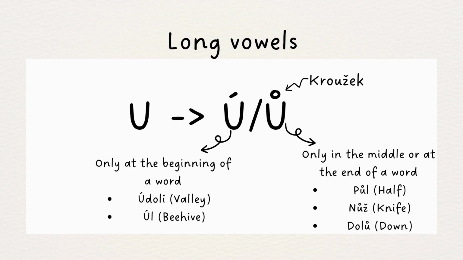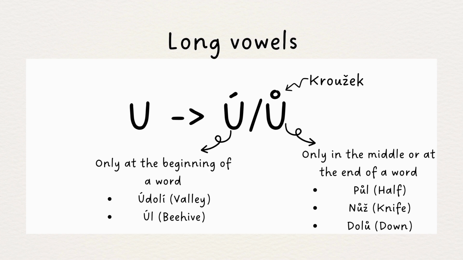Now there is a slight change with the U. With the U there are two possibilities how to make it a long vowel. A line or a small circle. The small circle is called kroužek. Both are pronounced the same way. U and U. Where's the difference?